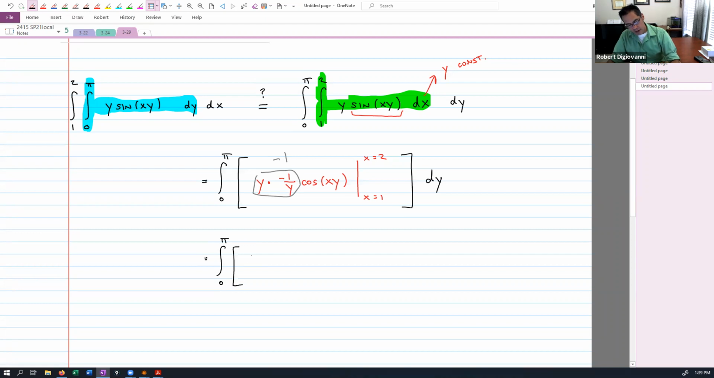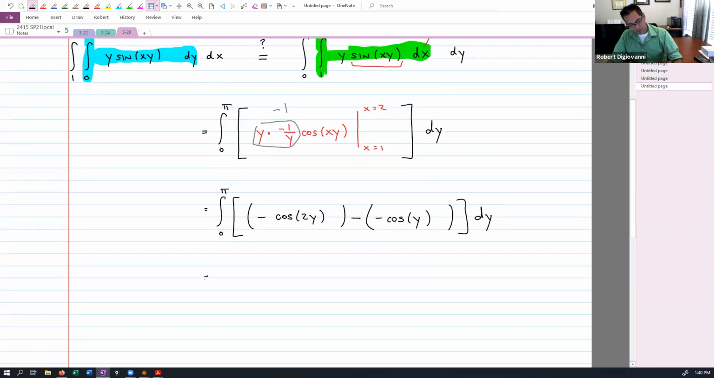And then now inside here, I'm going to plug in my two things, and then dy will come later. And so when I plug in 2 for x, I get negative cosine of 2y. And when I plug in 1 for x, I get negative cosine of just y. Which means I have integral 0 to pi of negative cosine of 2y plus cosine of y dy.